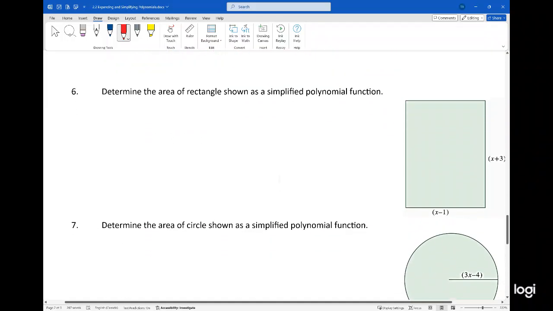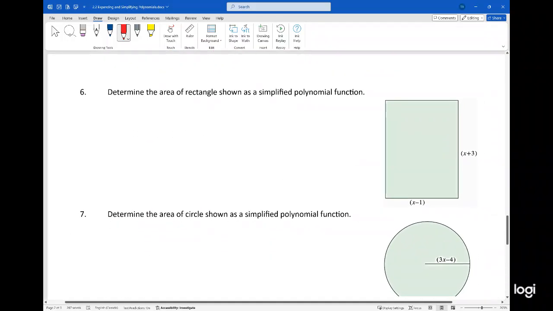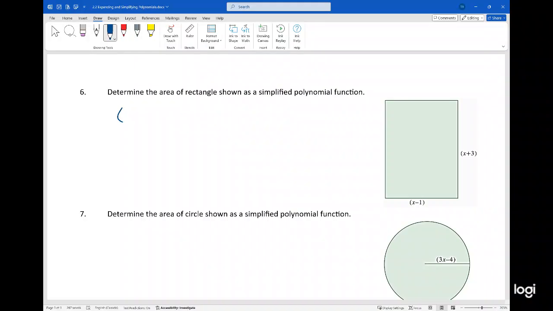Okay, so here we have a rectangle, and we want to find its area as a simplified polynomial function. So it's x plus 3 times x minus 1. All right, so we can do that by saying x plus 3 times x minus 1. And I can use my distributive property that's going to give me 4 terms.